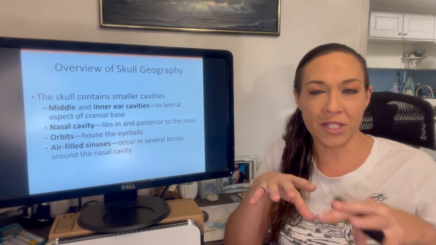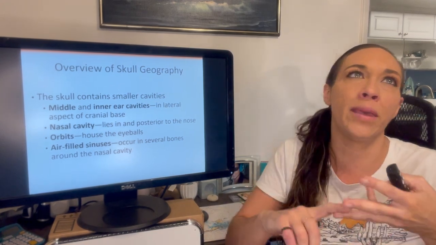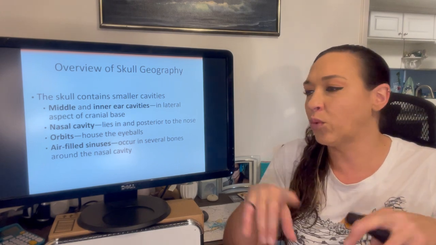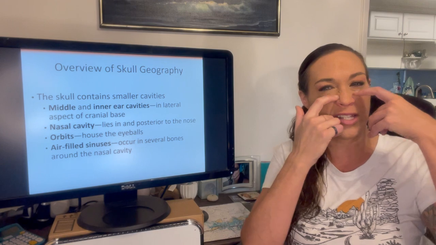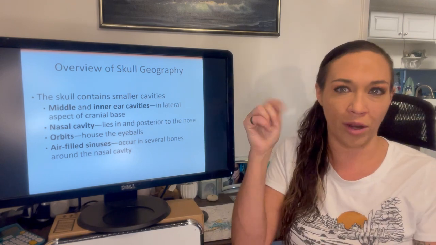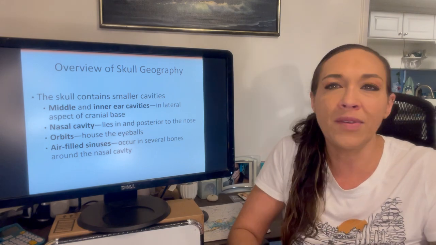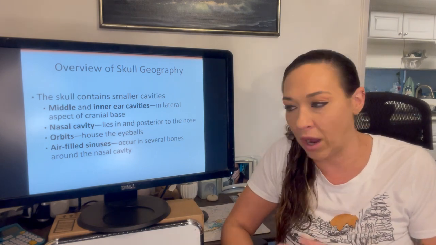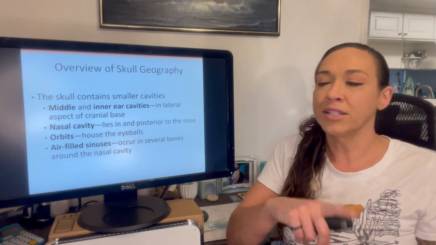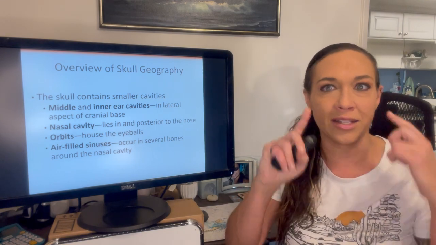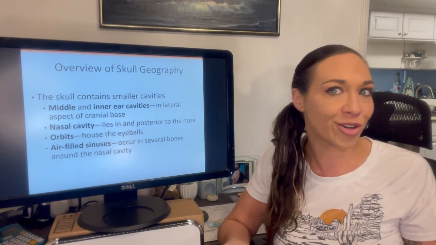Now, we also have some specialized cavities within the skull as well. We have things like the middle and inner ear cavity, the nasal cavity, the orbits of the eyes, and the air-filled sinuses, which is why it hurts sometimes when you go on a plane and your pressure changes. You get that sinus pressure right here. All of these are cavities specialized for different things within our body, a lot to do with our senses as well: smell, hearing, taste, sight, all of that. All of these specialized cavities are located inside our skull.